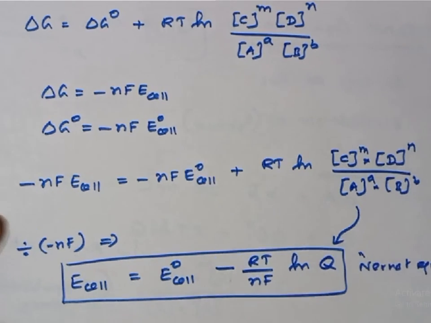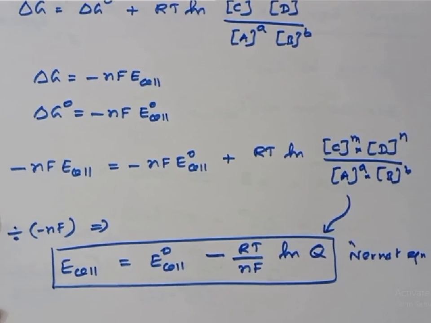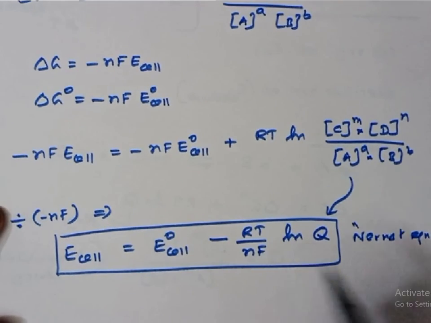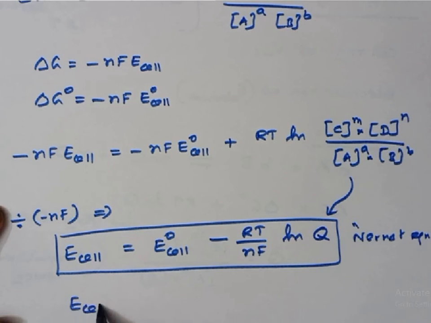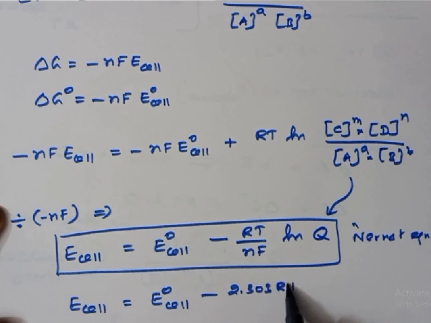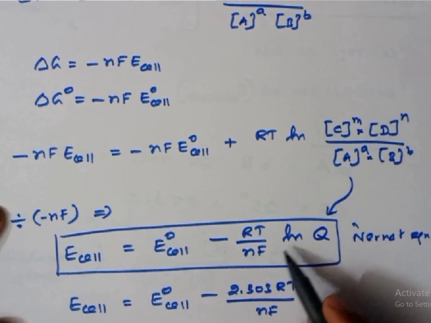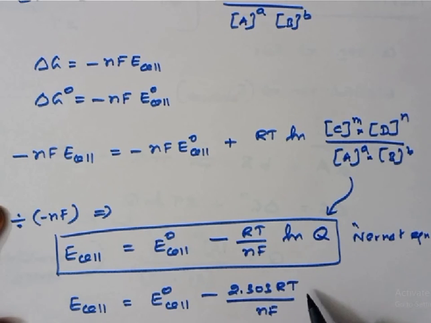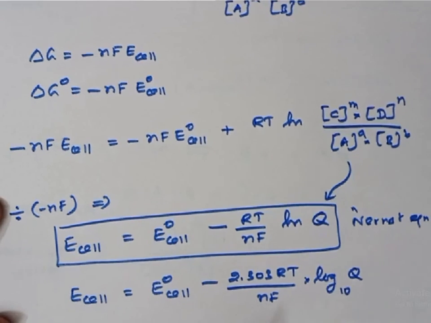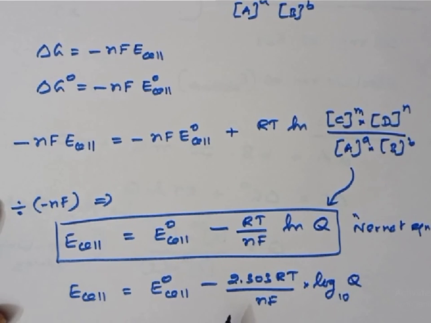Nernst equation. Right, students, note down. This equation is called Nernst equation. You can convert ln into log base 10. You can also write like this: E cell equal to E naught cell minus 2.303 into RT over NF. If you want to convert ln into log base 10, you have to multiply by 2.303. So you'll get log base 10 Q. This is another form of Nernst equation. E cell equal to E naught cell minus 2.303 RT by NF log Q.